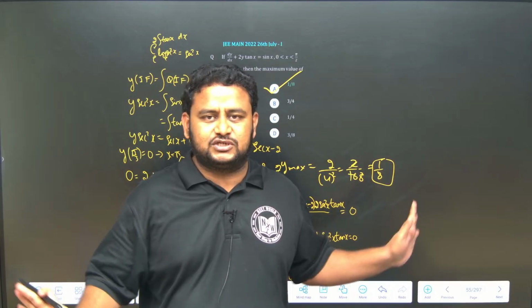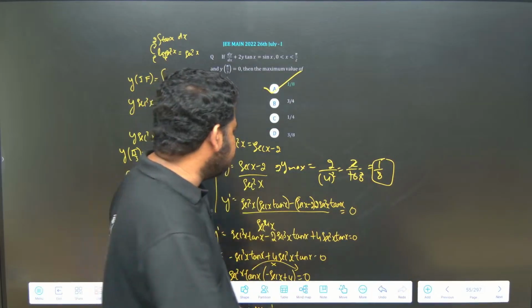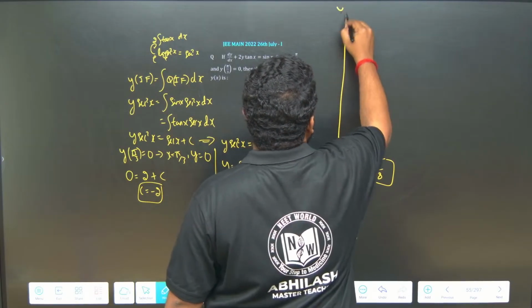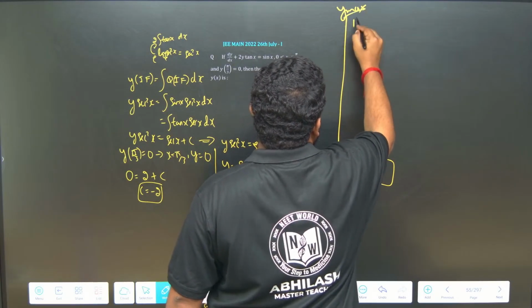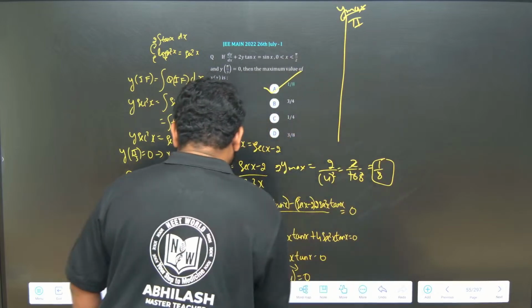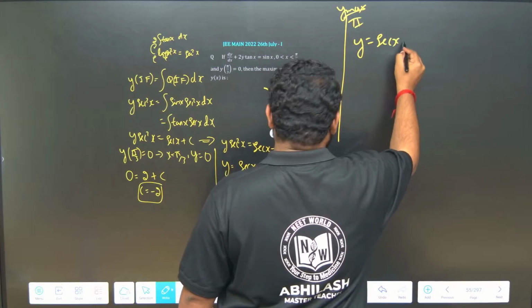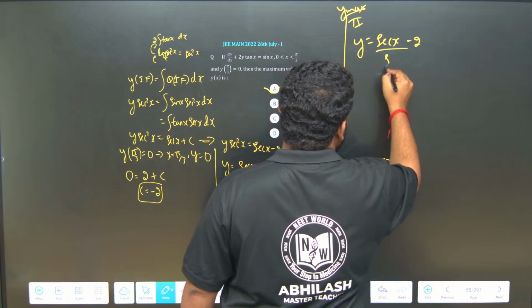Suppose you don't know application of derivatives, how to solve this question. So let us use the second method to find the y max. The function that we have is y is equal to secant x minus 2 by secant square x.